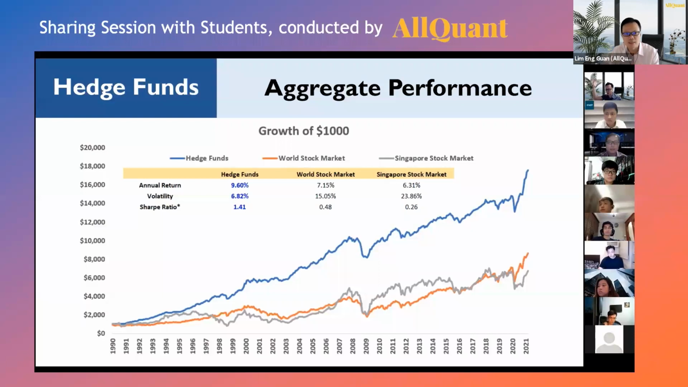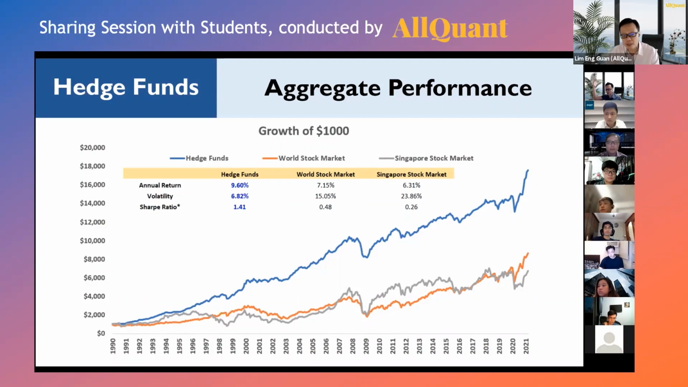Since 1990. And to compile all this data, I make use of the Hedge Fund Research Index, or the Fund Weighted Index, to represent hedge funds. The MSCI World Index represents the global stock market, and the MSCI Singapore represents the Singapore stock market. Dividends and withholding taxes are all included in the performances, and everything is measured in terms of USD for a more objective assessment. So if you had $1,000 in hedge funds all the way at the start of 1990, today it would grow to $17,000. That compares favorably against $7,000 for the global stock market and $6,000 for the Singapore stock market.